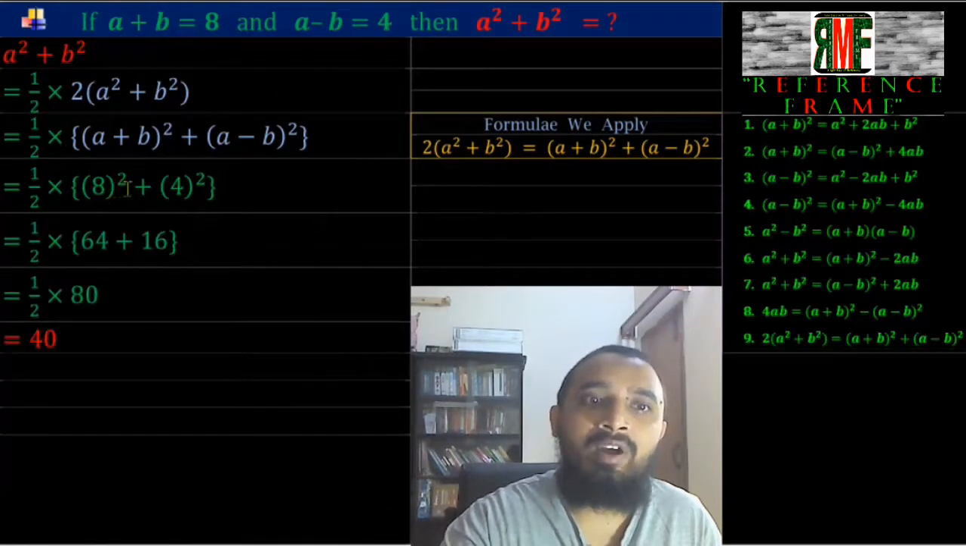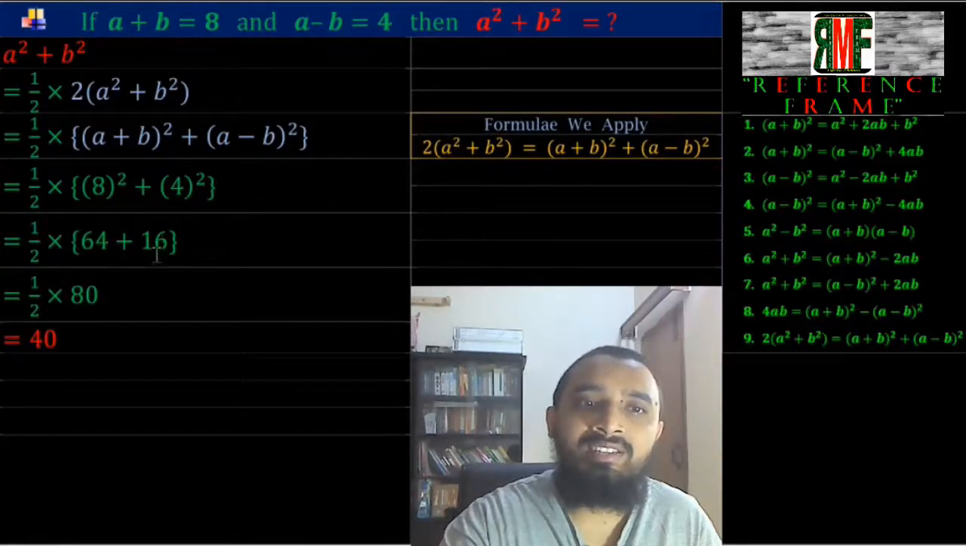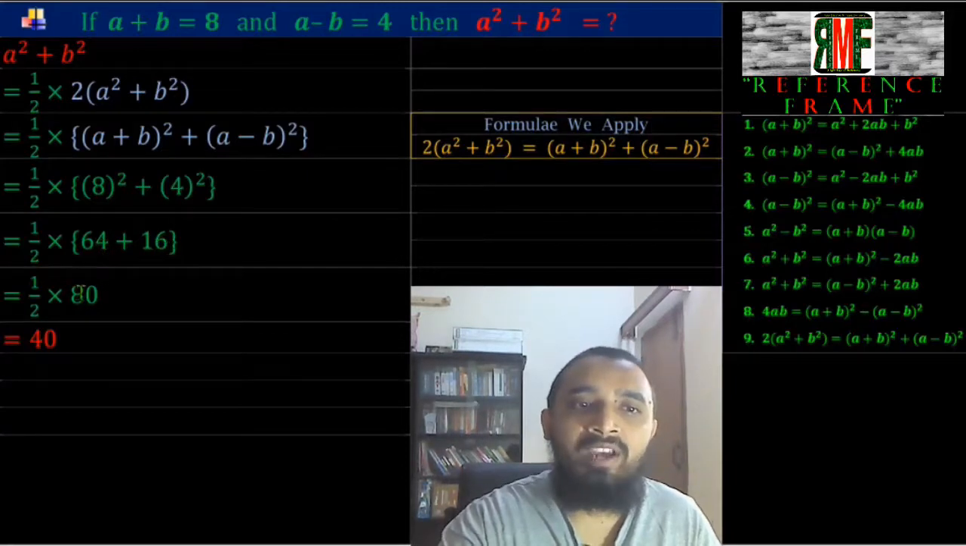Now the calculation: 8 square is 64, plus 4 square, which is 16. Now 64 plus 16 gives us 80. So half into 80, ultimately our result is 40.